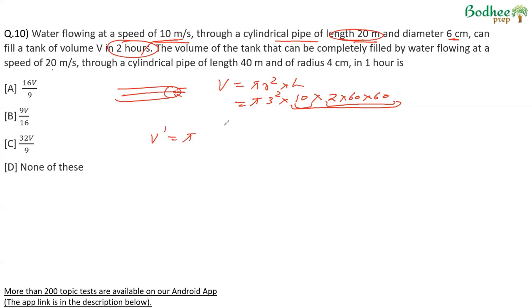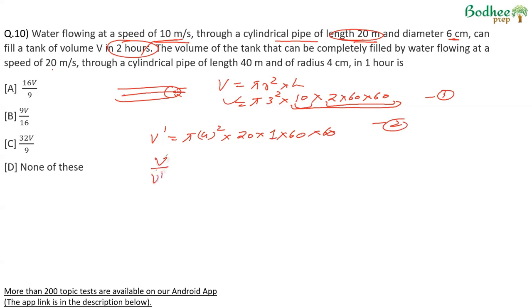So pi, the radius is 4. Here the diameter was 6. Pi into 4 square into, now water is 20 meters per second and it is doing for 1 hour. 1 into 60 into 60. What we can do is we can simply divide the two. This is equation 1, this is equation 2.